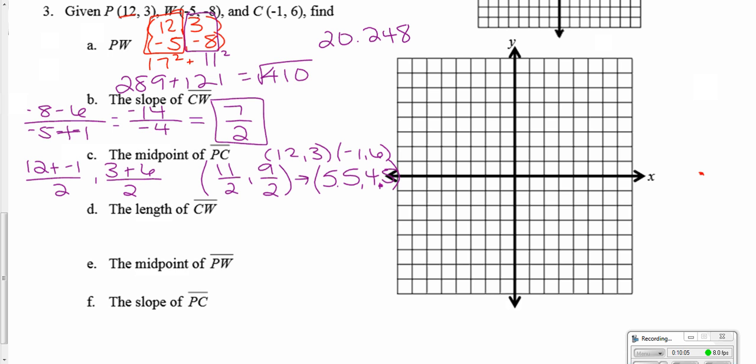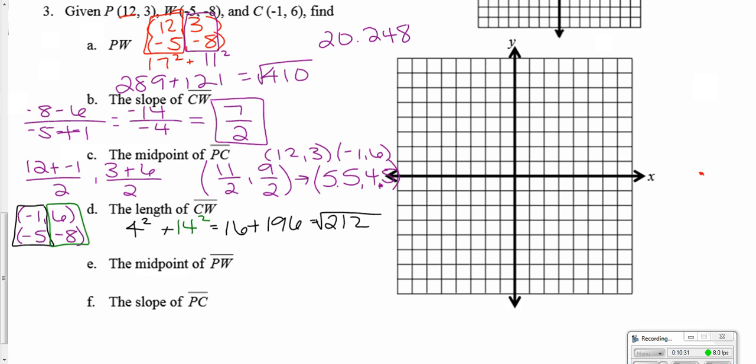All right, the length of CW. Again, I'm going to write out my points. All right, so the distance from -1 to -5 is 4, so that's 4 squared. The distance from 6 to -8 is 14, so that's plus 14 squared, so that's 16 plus 196, 212, and I square root that, and I get 14.560, and either one of those answers will be perfectly fine.